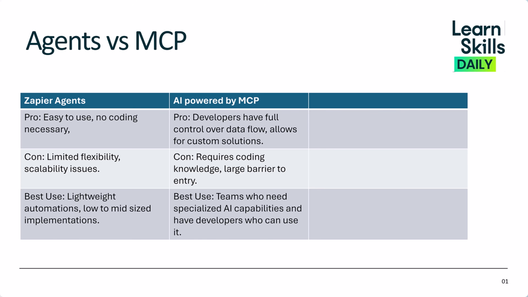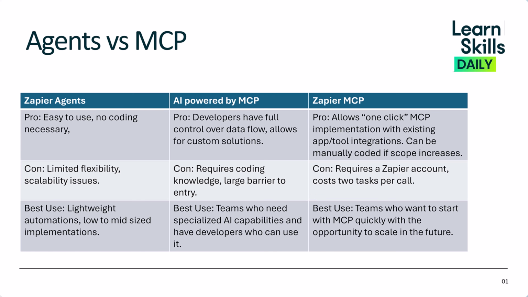You need to have those developers on hand who know how to utilize not only the AI platforms that you've incorporated into your business, but MCP as a framework. The best use of AI powered by MCP are teams that need specialized AI capabilities and have the developers on hand who can use it to its fullest extent. Zapier MCP, in my opinion, is the Goldilocks perfect porridge. It's kind of the perfect blend between a Zapier agent and an AI powered by MCP.